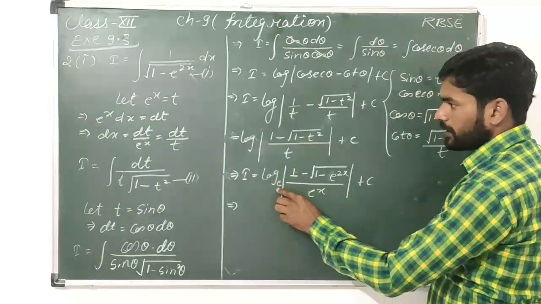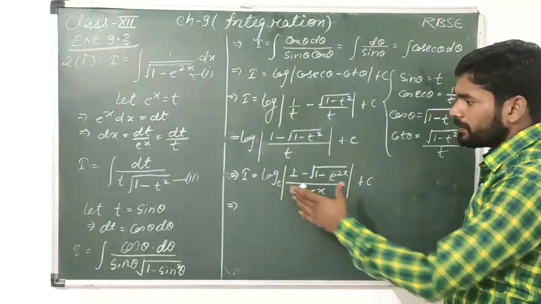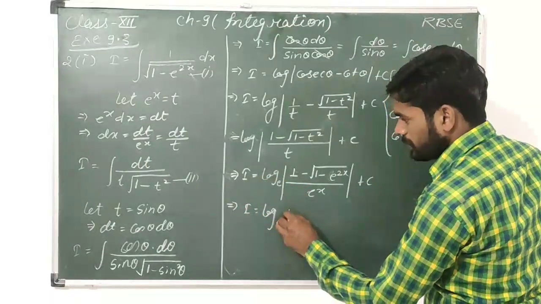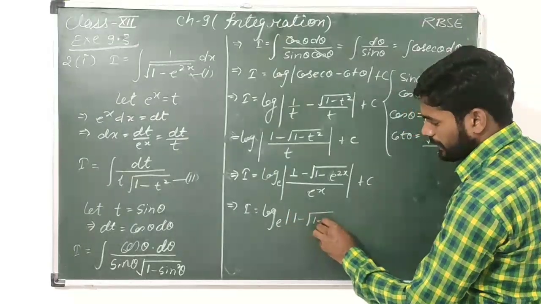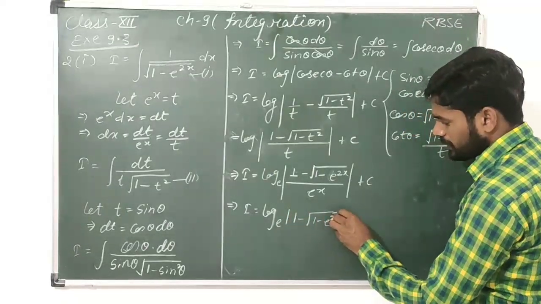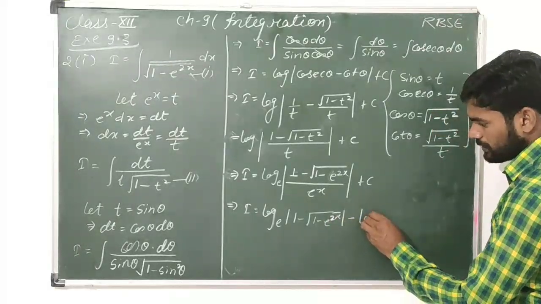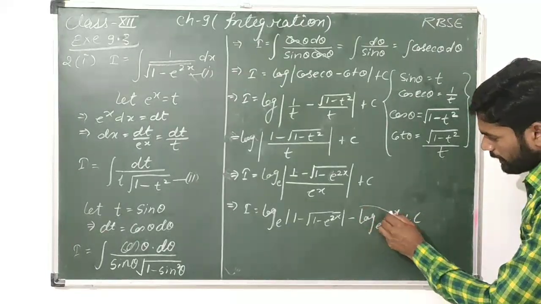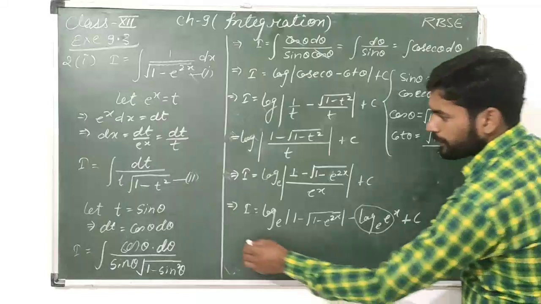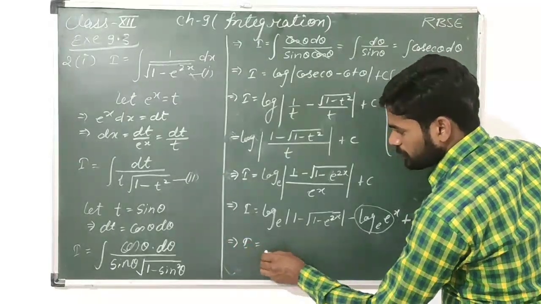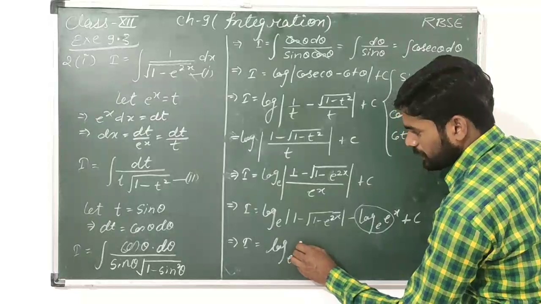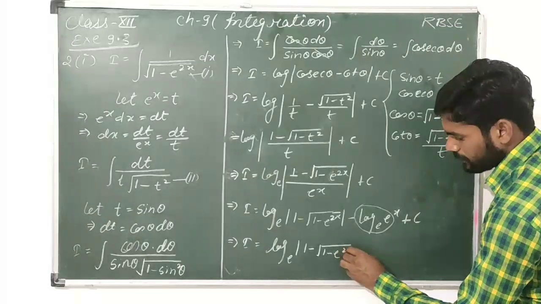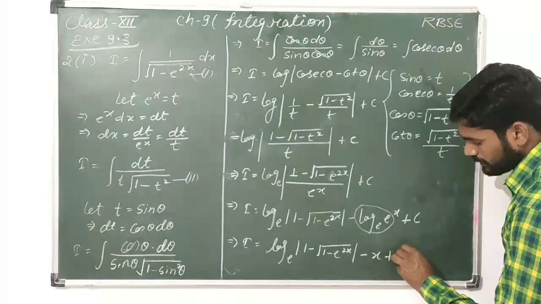Basically here e is the base, which is used again and again, so we write it. I is equals to log e of 1 minus under root 1 minus e to the power 2x, minus log e of e to the power x, plus c. It will become 1. Finally, I is equals to log e of 1 minus under root 1 minus e to the power 2x, minus x plus c.